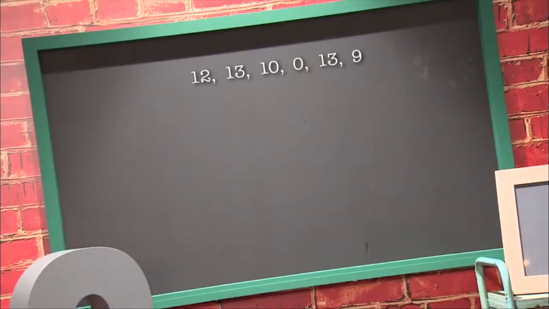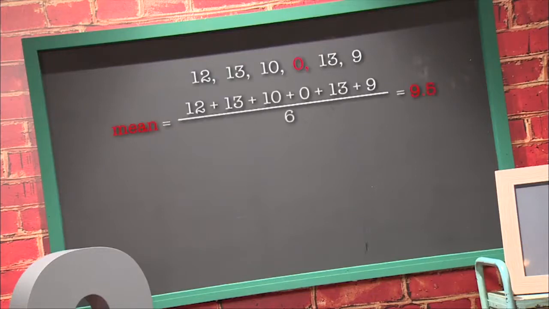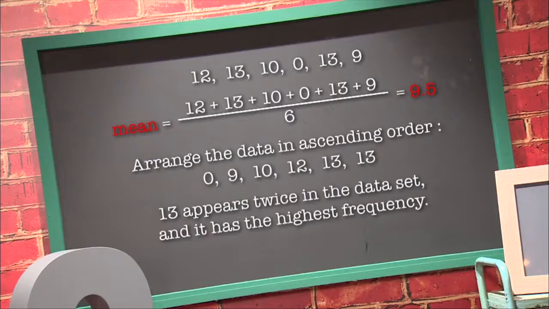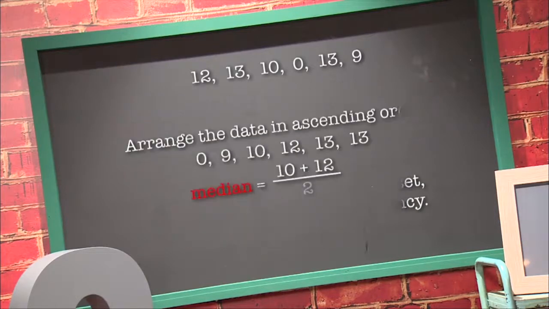There are 6 items in this dataset. The extreme small value 0 makes the mean less than the value of the majority of the items. Therefore, the mean is not an appropriate average, nor is the mode of 13, because it is the largest value in the dataset. The most suitable average for this dataset is the median.